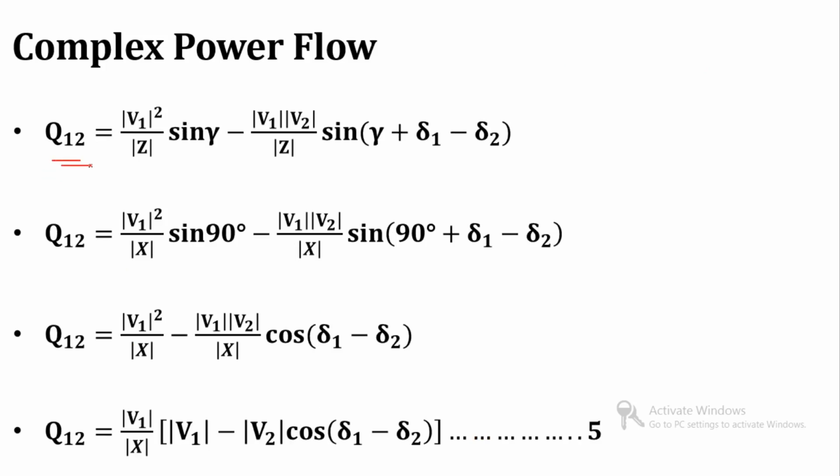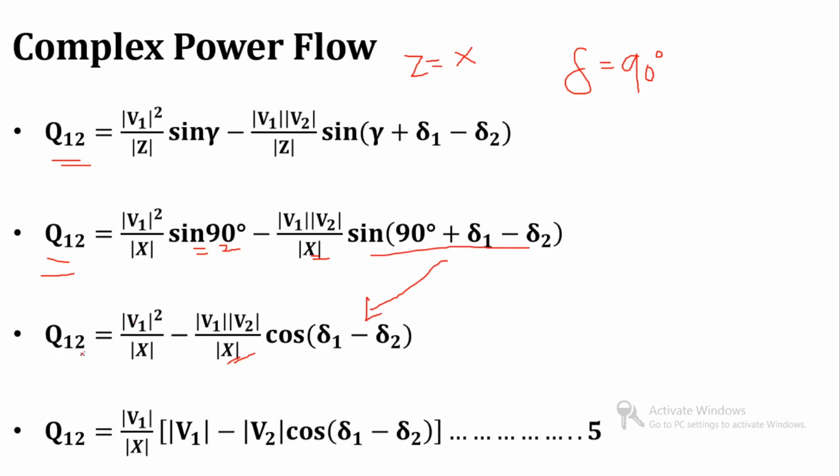Now we will find the value of Q12 for Z equal to X and gamma equal to 90 degrees. So Q12 is equal to mod V1 square by X sin 90 degrees minus mod V1 mod V2 by mod X sin 90 plus delta 1 minus delta 2. Sin 90 is equal to 1. So over here we have mod V1 square by mod X minus mod V1 mod V2 by mod X, and sin of 90 plus delta 1 minus delta 2 is equal to cos delta 1 minus delta 2.